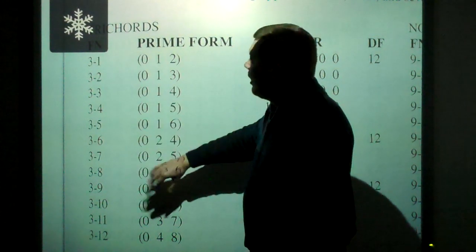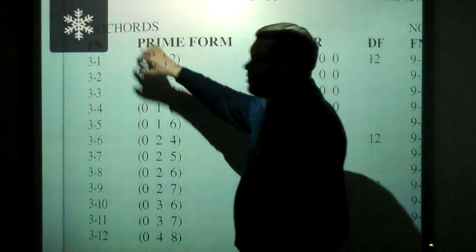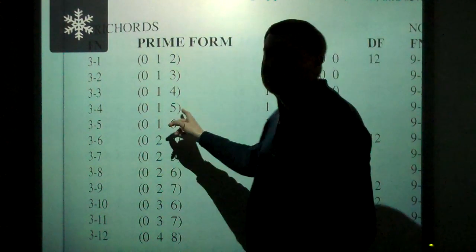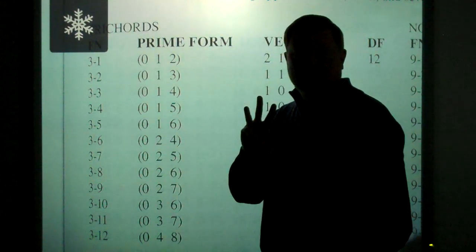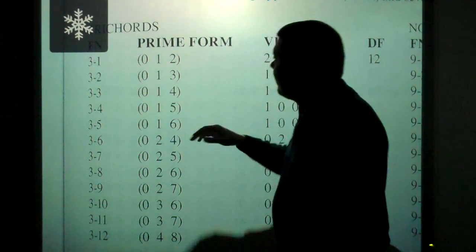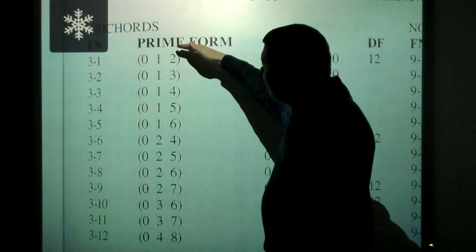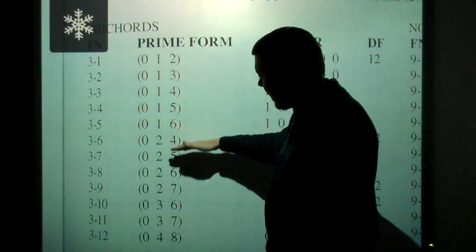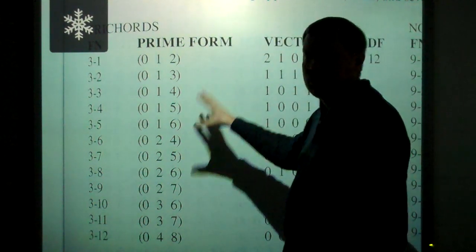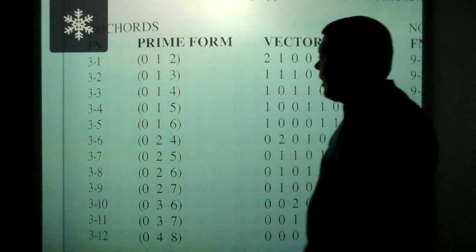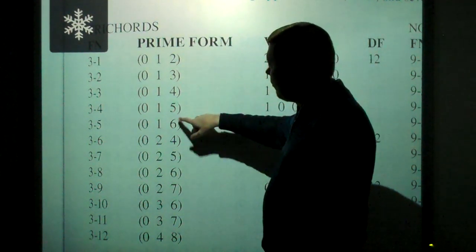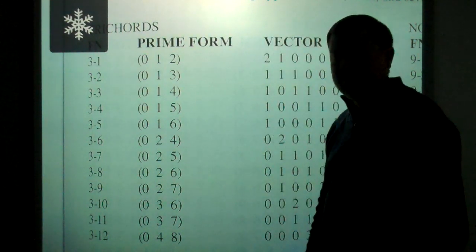basically at the beginning of this appendix, we have a list of trichords. Trichords is a fancy way of saying pitch class sets that contain 3 members, 3 pitch classes. Okay. These are the prime forms of all the pitch class sets that have just 3 members. There are 12 possible prime forms. And the prime forms are listed as 012, 013, 014, etc., all the way down.